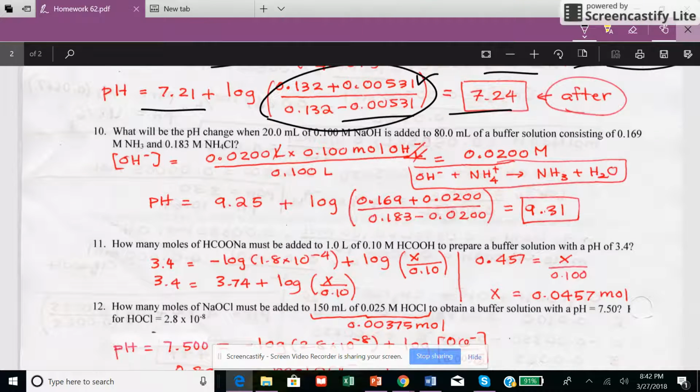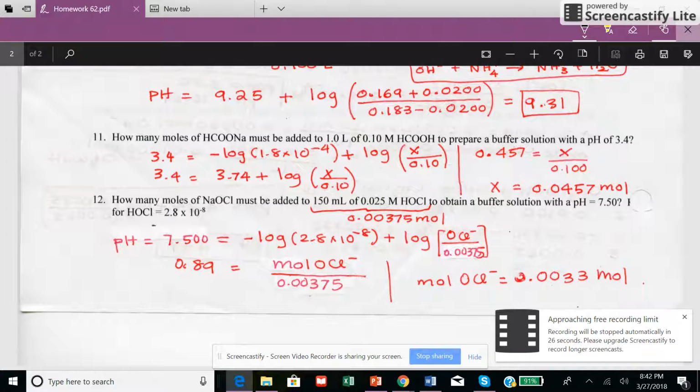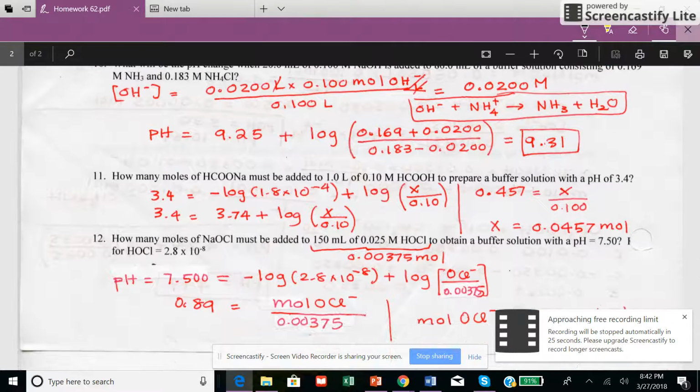Number 10, what would be the change when 20 milliliters of 0.1 molar hydroxide is added to 80 milliliters of buffer solution? Okay. Wait, it's running out of time. I'm going to have to continue with the second one, okay?